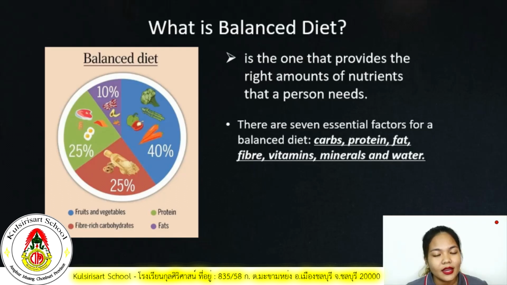The next 25% should be composed of foods that are rich in protein, just like your eggs and your meats. And the remaining 10%, in order for you to have a balanced diet, should come from fatty foods or sweet foods, just like your cakes and your pastries. So this is what composes a balanced diet meal.